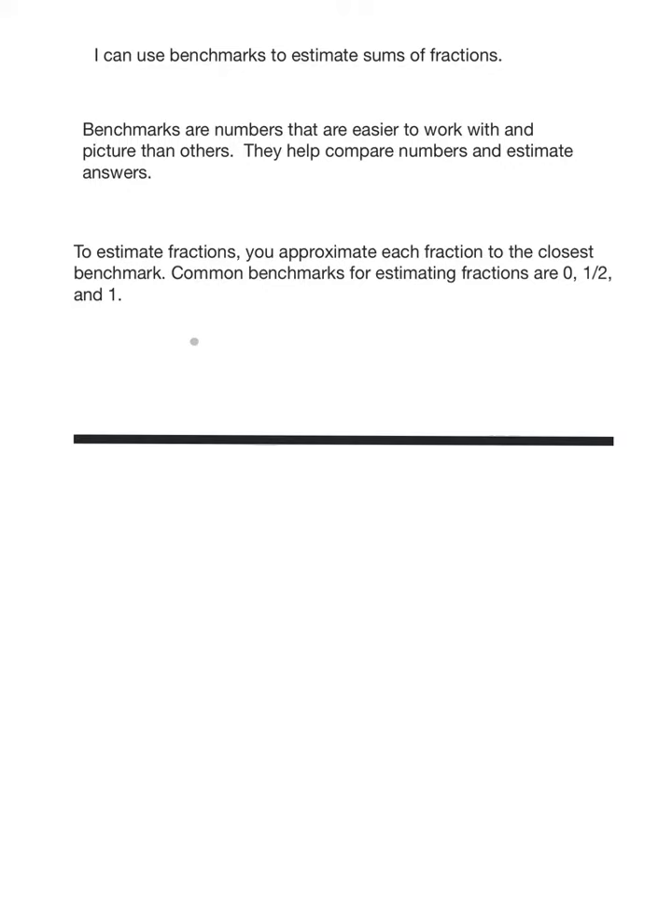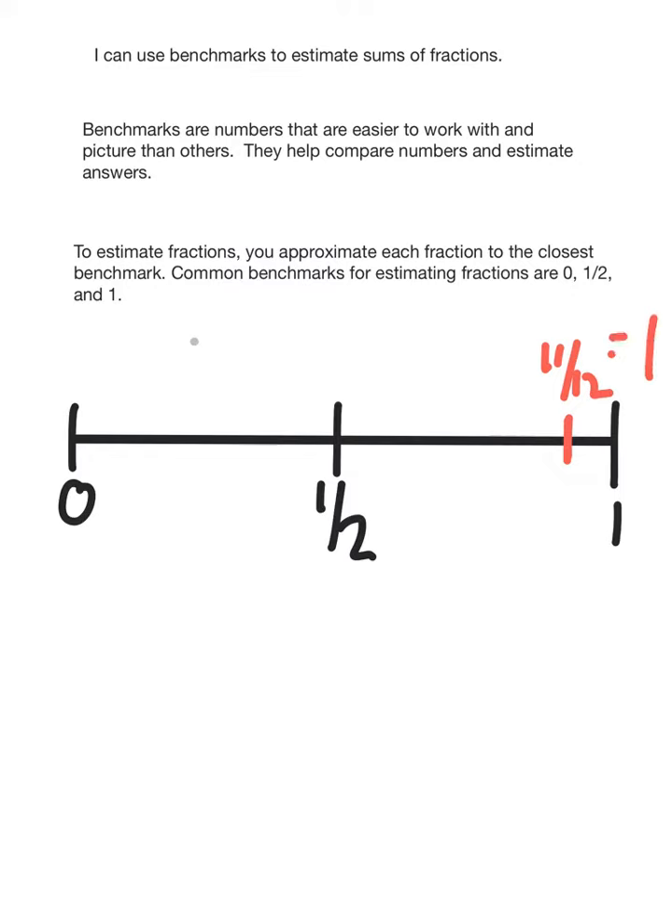Common benchmarks for estimating fractions are 0, 1/2, and 1. So if we were looking at a number such as 11/12, on this number line 11/12 would be about here. So we would estimate that, or show that, as a nearest benchmark of 1. If I have a number such as 1/6, 1/6 would be about here on the number line. And as you can see, 1/6 would have the benchmark of 0 on this number line.